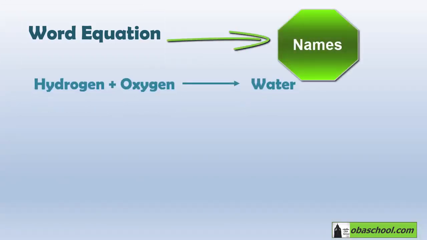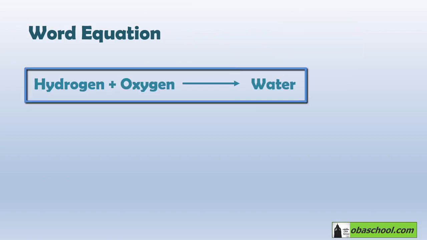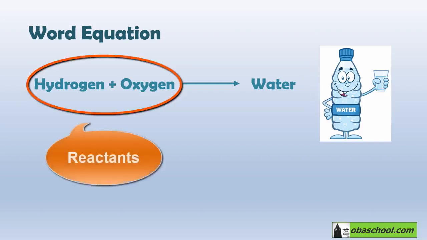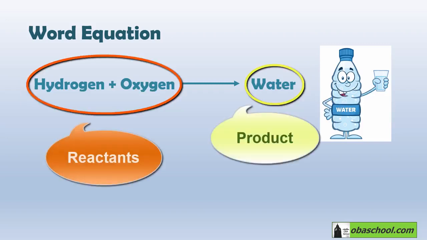A word equation shows the names of the reactants and the products. For example, this is the word equation for the test for hydrogen gas. So we have hydrogen and oxygen, which gives water. Hydrogen and oxygen are the reactants and water is the product. So at the beginning of the reaction, we will start with the two elements, hydrogen and oxygen, and when the reaction is over, we will have water, which is the product.